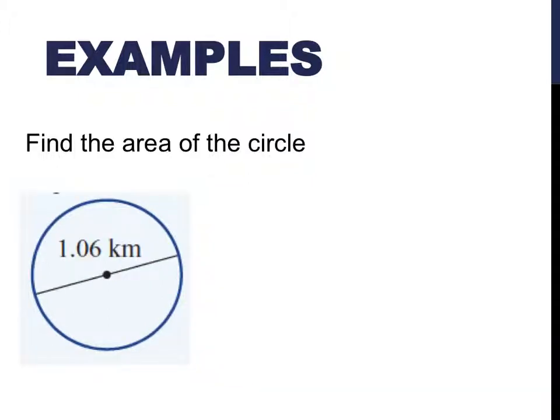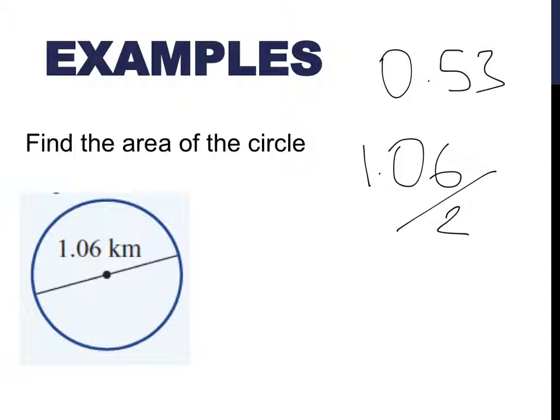Look at the next one. What do I notice about this one? Lo and behold, I have given you the diameter. So the first thing I need to do is, it's 1.06 kilometers, so 1.06 divided by 2 gives me 0.53. I'm going to keep that figure up there, 0.53. If it's 1.06 from here to here, to work out half of that, I've just divided it by 2.